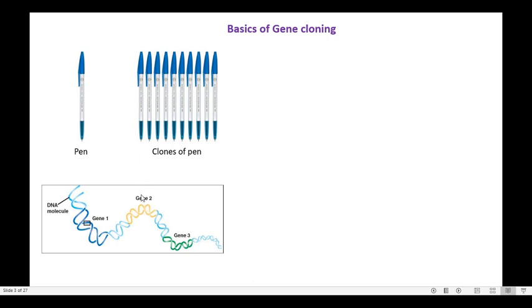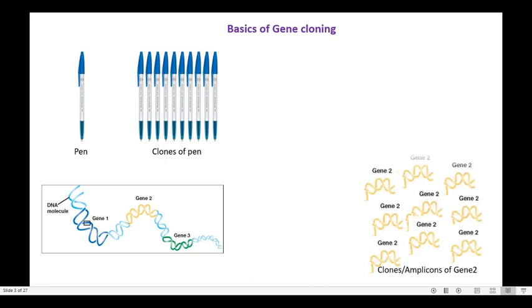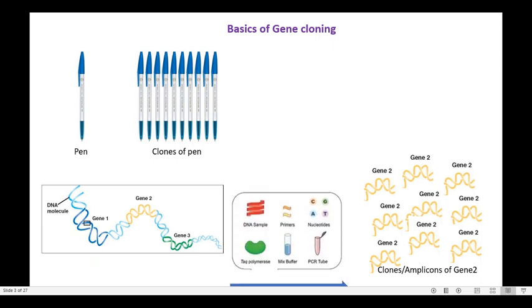So what is gene cloning? We need to copy this gene so that it will synthesize the protein at multiple levels. So what we have to do is copy this gene. For example, this gene 2, we are making many copies. How can we make many copies? There is a technique called polymerase chain reaction.